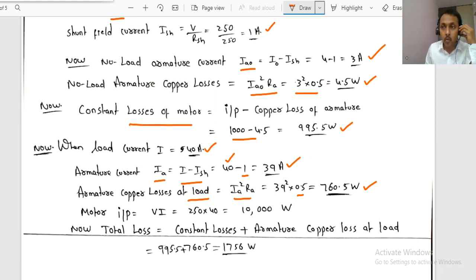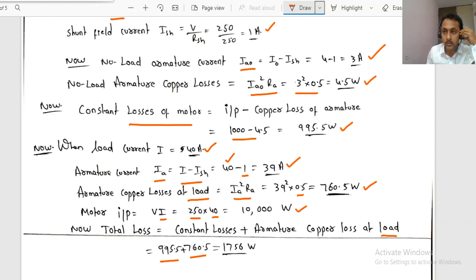But what is the motor input? V into I. At that time what is the load current? 40 amps, 250 into 40, 10,000 watts is the motor input. Now what will be the total loss? Constant losses plus armature copper loss at load. Constant losses we have derived without any load. How much is it? 995.5 watts, plus the loss at load, 760.5, which is variable.